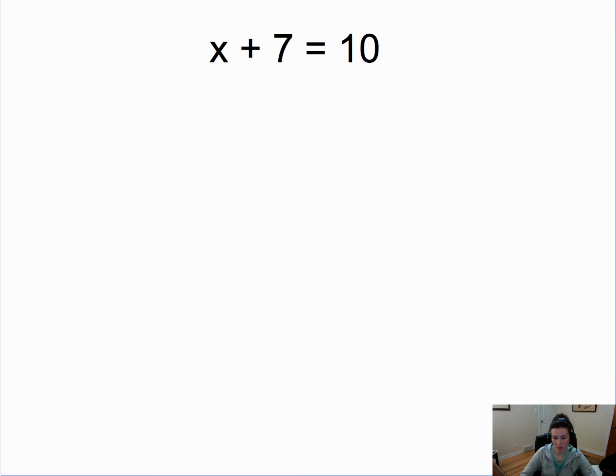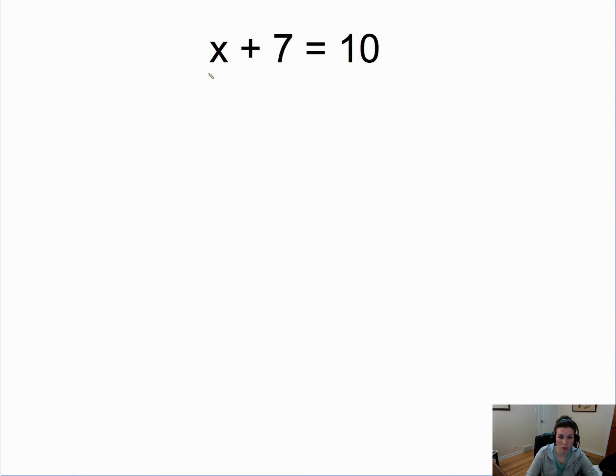We have x plus 7 equals 10. We have to figure out what number plus 7 equals 10. Obviously it's 3, but you have to be able to show the steps in a one-step equation, because as we get into harder equations like two-step equations and multi-step equations, you have to know the steps to follow.